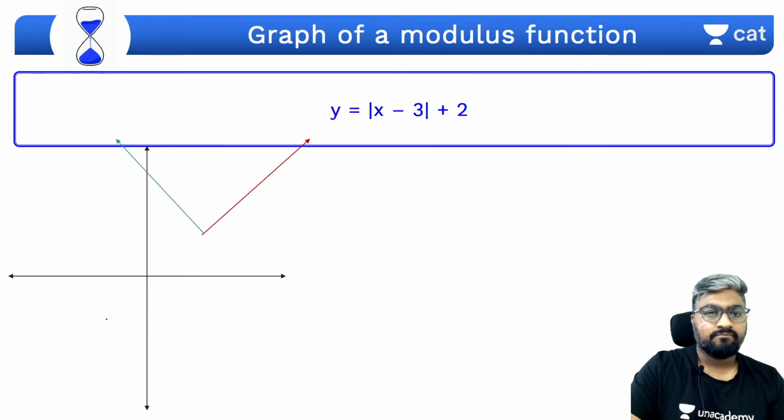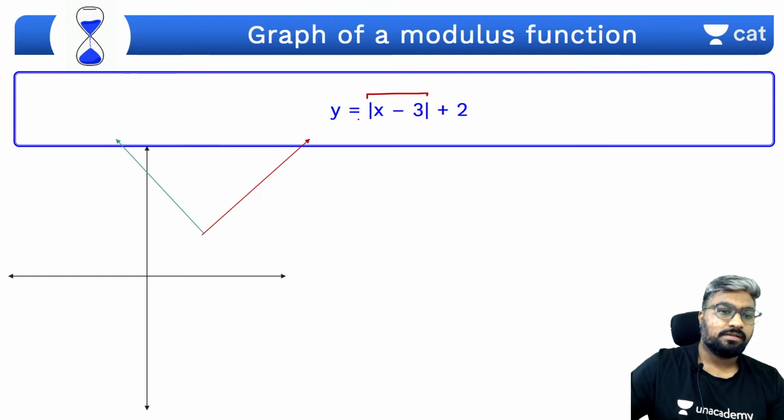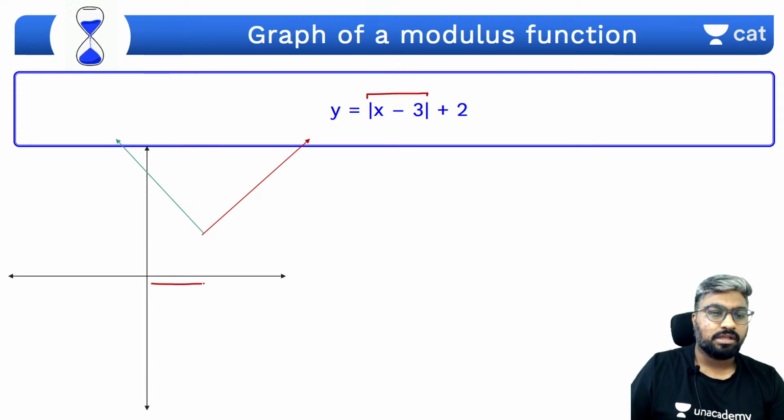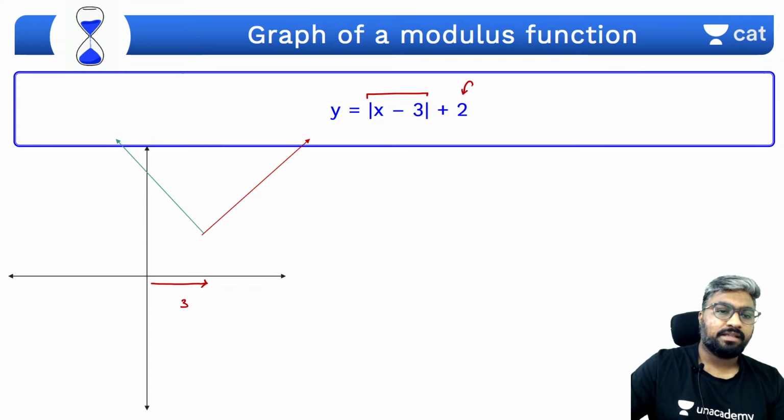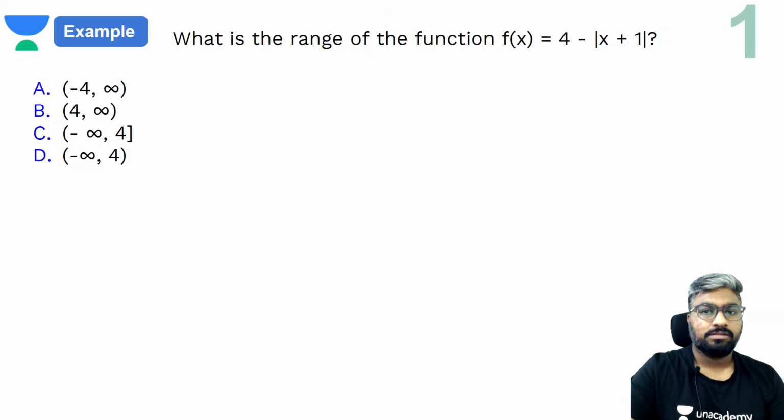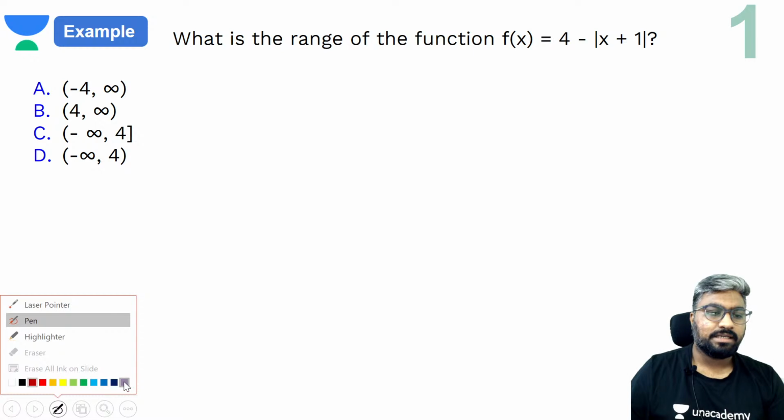Okay? Same way, if the entire thing is in modulus, it had moved 3 steps to the right. Because we are adding 2 to everything, it is moving 2 steps ahead. Your entire x moves 3 steps to the right and 2 steps ahead. Now let's quickly start answering some questions.